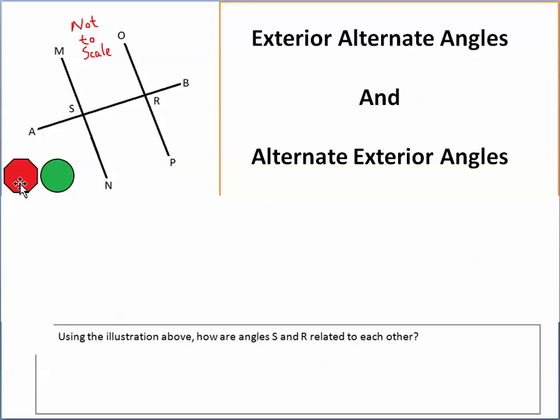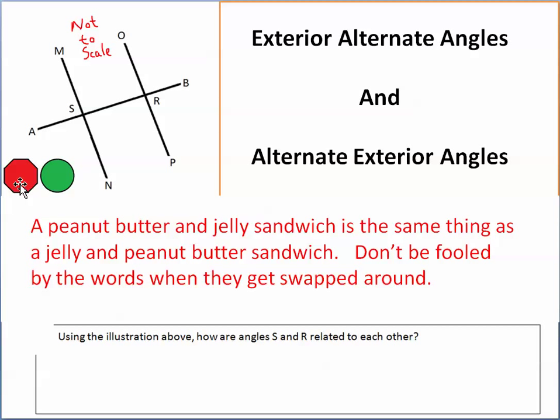Well, they are exterior alternate angles, and they are alternate exterior angles. Don't be confused by the fact that the words get swapped around. It's just like someone who says, oh yes, peanut butter and jelly sandwich. It's the same thing as a jelly and peanut butter sandwich, and it is. Don't be fooled by the words when they get swapped around. Sometimes that can be very important, but here it's not.